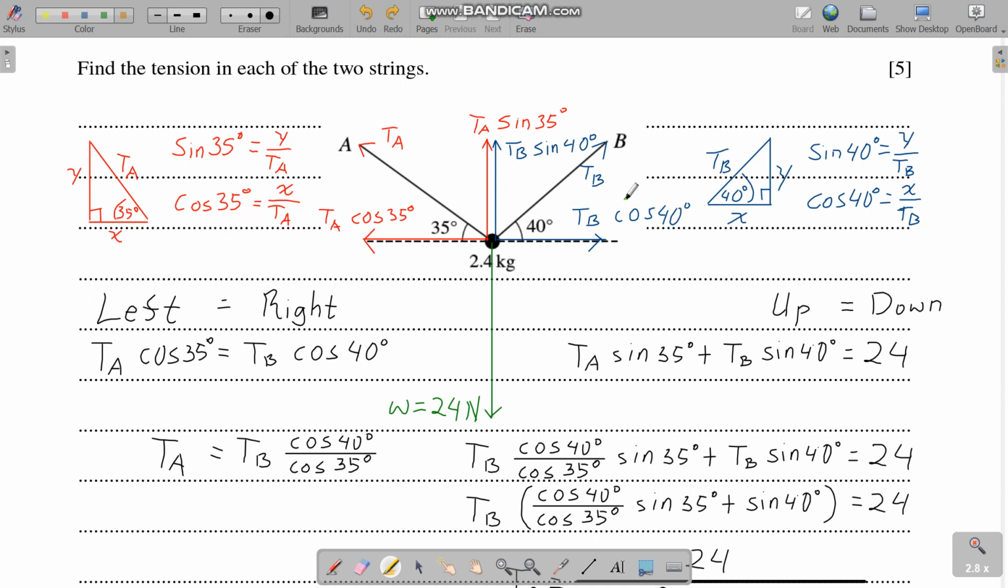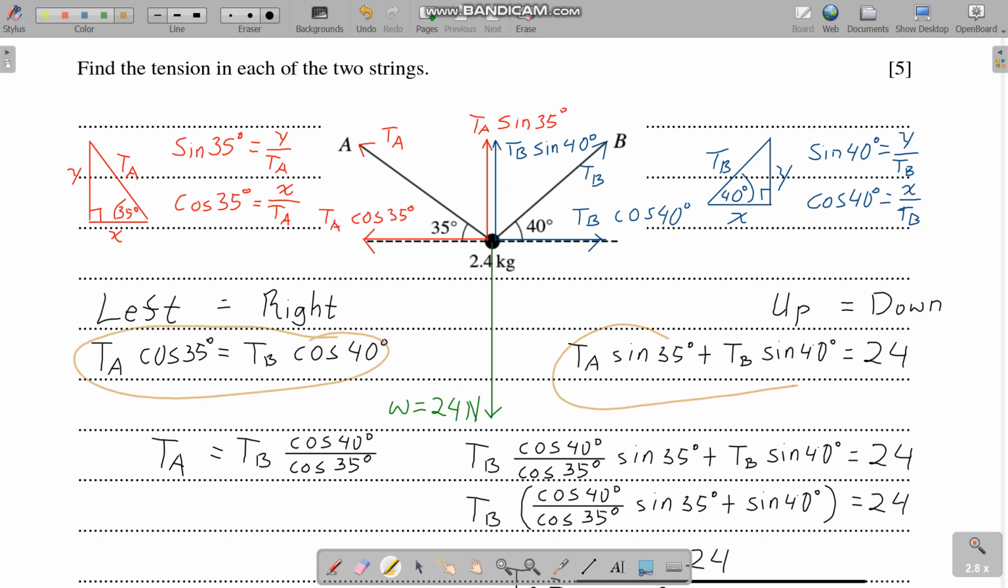And upwards equals downwards. Upwards, we have 2 forces, TA sine and TB sine. Downwards, we have 24 because this is the mass. The weight force is mass times g, so 2.4 times 10, that's 24. So now we have 2 equations in 2 variables.